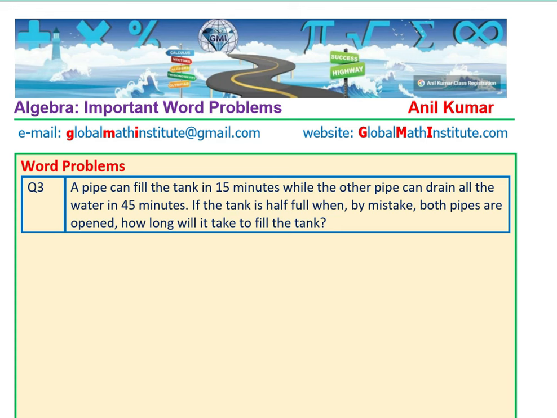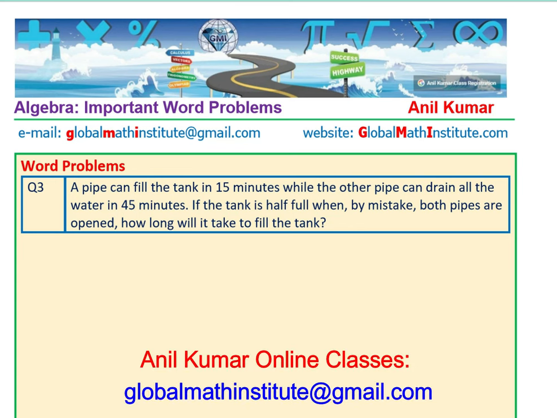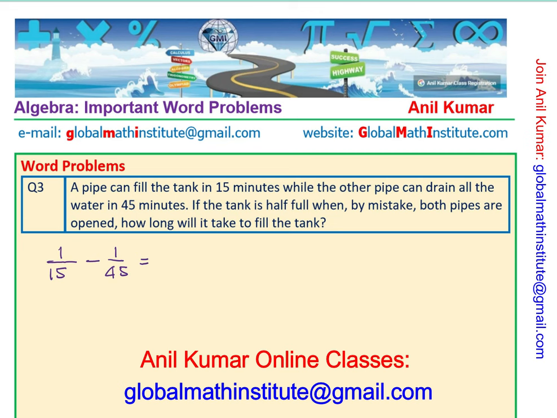So if I take 1 unit of the whole tank, the rate of filling is 1 over 15 minus the rate at which it is being drained, which is 1 over 45. Correct? Now, how much time does it take? Let the time be t. So in that case, we'll multiply this with t, right? In time t, that much work will be done. And the result is that we have half of it. You get the whole idea.